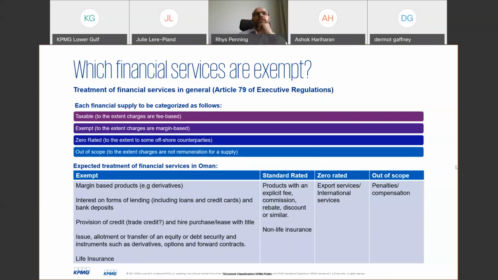There is an interesting question for us VAT practitioners as to who is covered by Article 79. As drafted, Article 79 seems to be limited to banks and other financial institutions that are licensed by the central bank or another relevant authority, which we think would cover, for instance, the CMA.